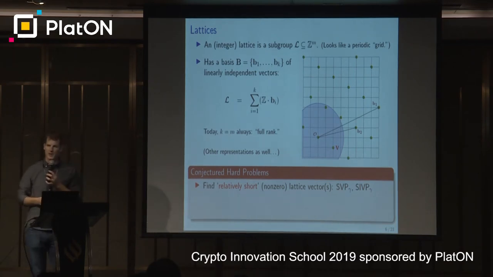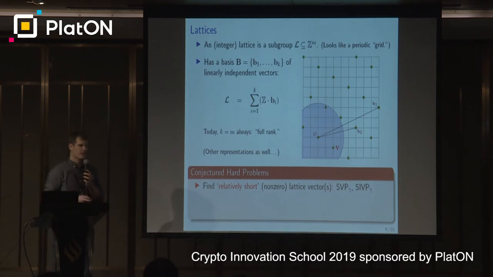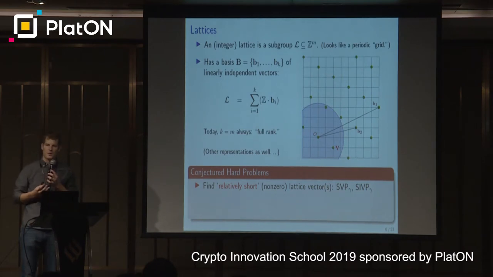So there are many interesting things about lattices, but one interesting thing is that there appear to be many very difficult or intractable problems on lattices, conjectured hard problems. Essentially, these problems relate to the geometry of the lattice: finding short objects in the lattice or objects close to the lattice. For example, probably the most well-known problem on lattices is what's called the shortest vector problem, or SVP. The SVP asks you, given a lattice, to find a shortest non-zero vector in the lattice.